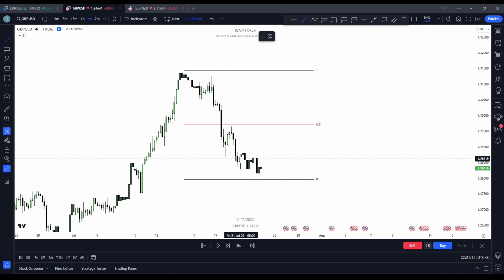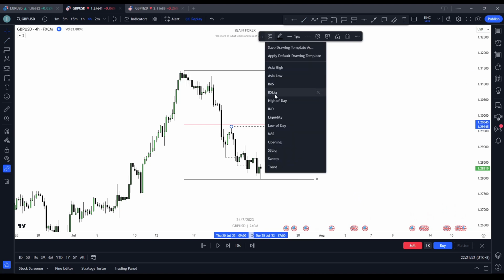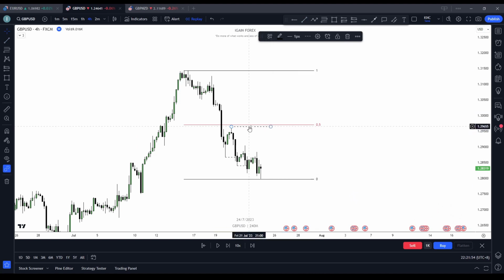Also this one, this is not a valid break of structure. And also this one. Okay, so as you can see here, the candle did not close below this line, so this is not yet a valid break of structure. So we're going to treat this as a liquidity point. Liquidity. And this one also a liquidity, and a liquidity.